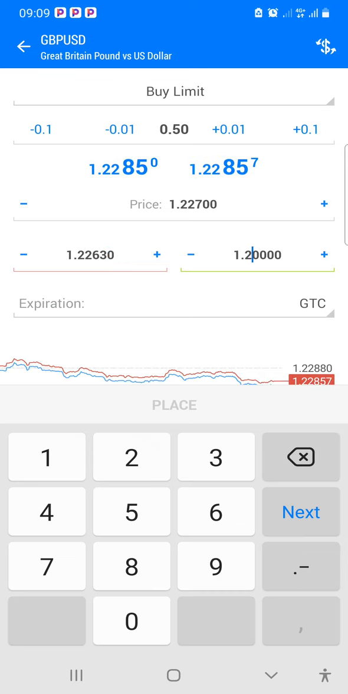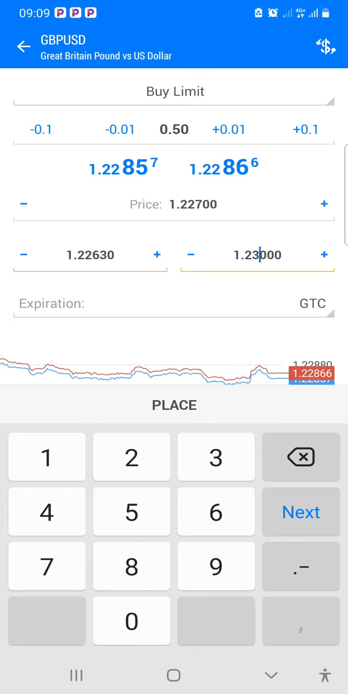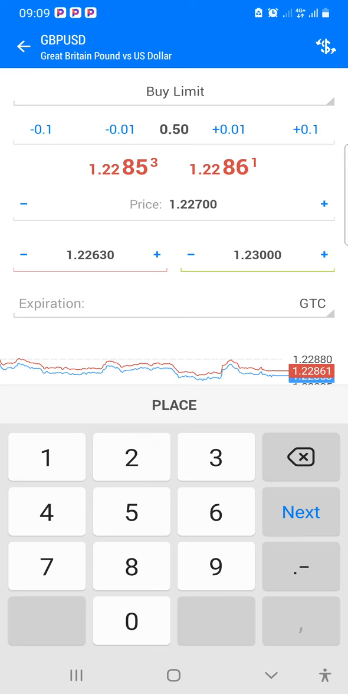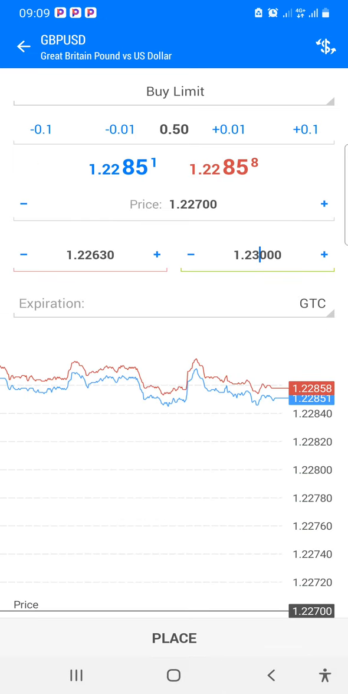Now for the take profit, since it's a buy order, it has to be more. So maybe 1.2300, which is 30 pips. What this means is that I'll be buying in the future at 1.2270, and I'll be selling at 1.2300, which is 30 pips profit. The calculation of take profit is not from the current market price, it is from the price I'll be buying at in the future, 1.2270. Then you just click on place.